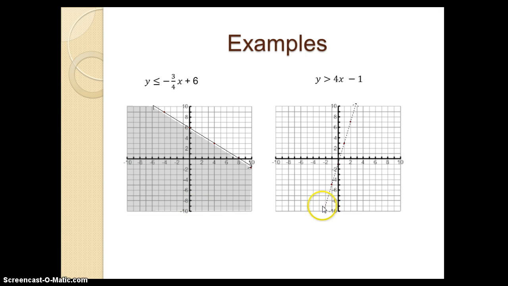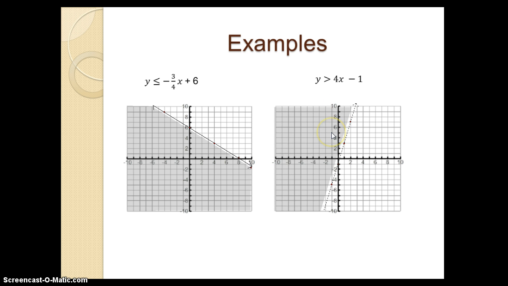In the second example, we're going to start at -1. We're going to go up 4, over 1, and I graphed a couple points to help me get my line. It is a dashed line because it is greater than, so it does not include the solutions. And we're going to think about shading. Well, where are the y's bigger? The y's are bigger on the left side, 2, 4, 6, 8, 10.